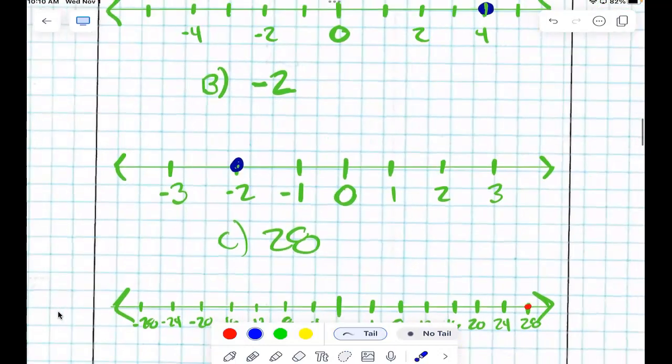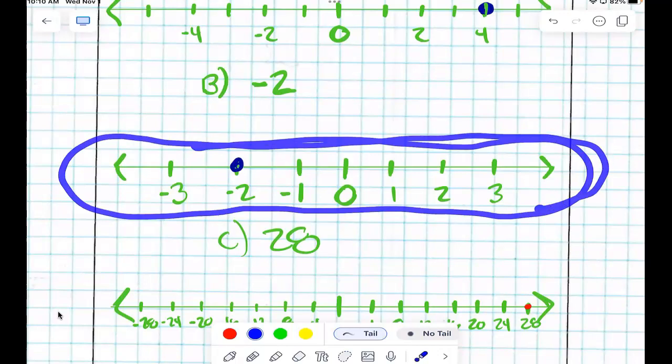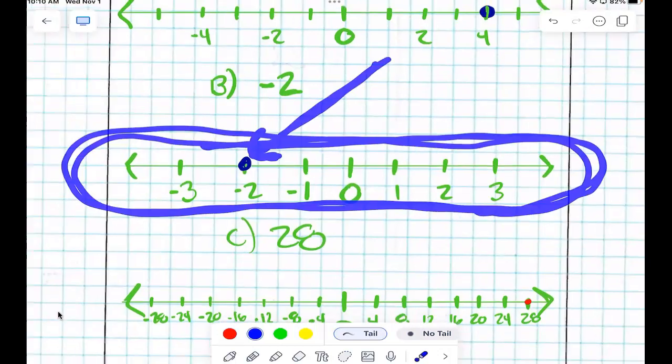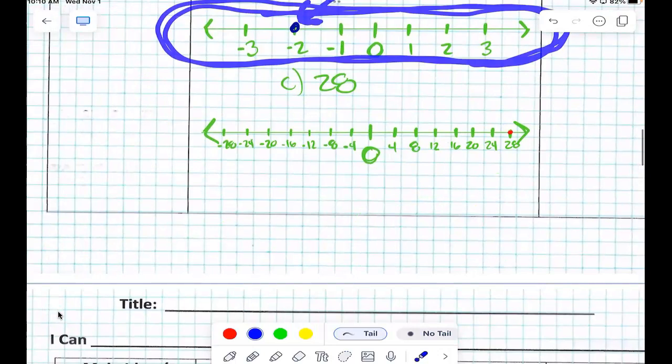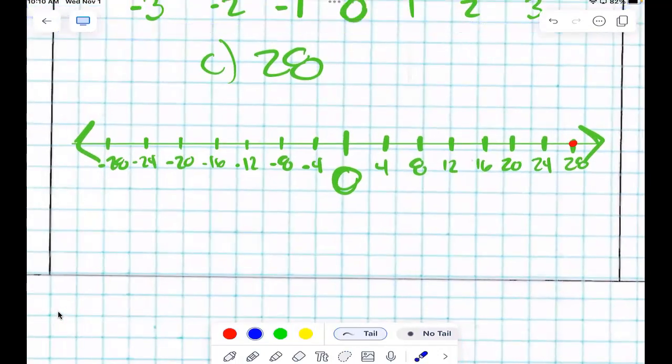Okay, so let's try that again. Look at this number line right here. If this is the only thing you can see, what is this number line telling us? It's telling us where the negative 2 is, because what's that thing called right there? A point. Okay, cool. When you make a number line, do you have to put every single number on it? No. Can you skip count? Yes.